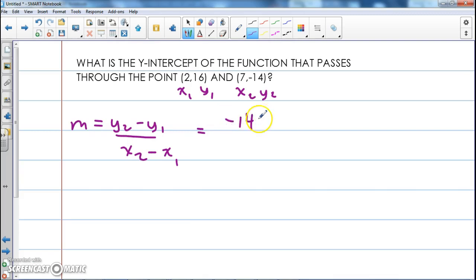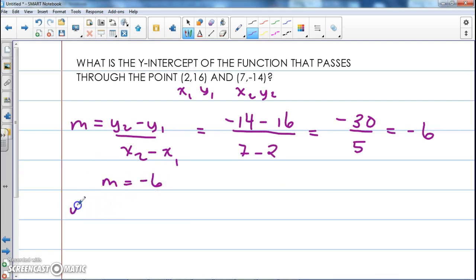-14 minus 16 over 7 minus 2. -14 minus 16 is -30. And 7 minus 2 is 5. -30 divided by 5 is -6. So my slope is -6.